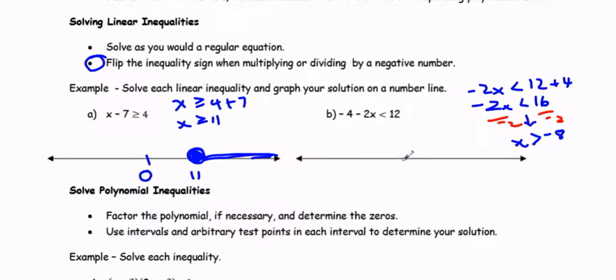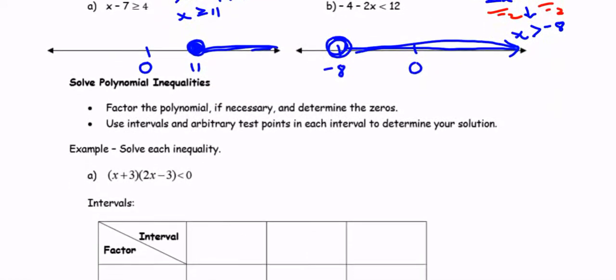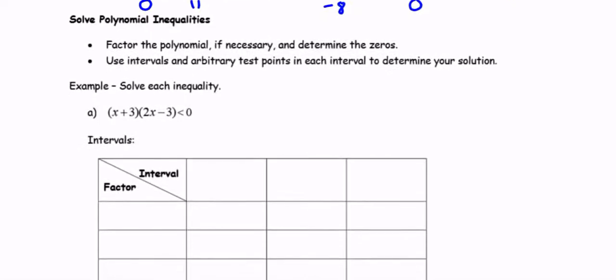So this would be negative 8, so there's 0, there's negative 8. It's greater than, so we don't have a filled in dot, and then we're just going this way, of course, on our number line. Okay, so solving linear inequalities is really not difficult. It gets more complicated when we try to solve polynomial inequalities.